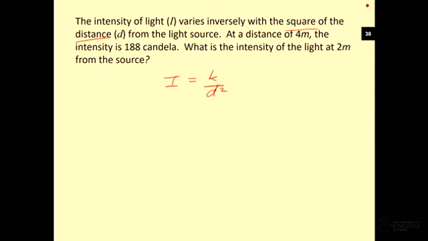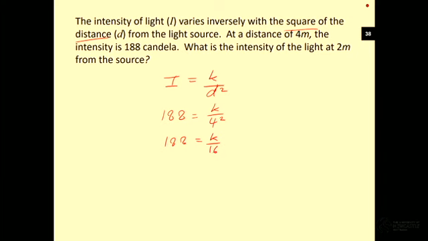Okay, that's my formula. And as you've probably seen, once you've got the initial formula, the rest just flows on with a bit of algebra. It then gives me some numbers. At a distance of 4 metres, in other words, when D equals 4, the intensity is 188 candela. I don't care about the units. I is 188, D is 4. Don't forget the formula said to square the D. So I've got 188 equals K on 16.